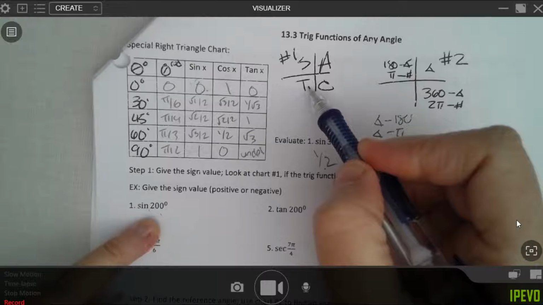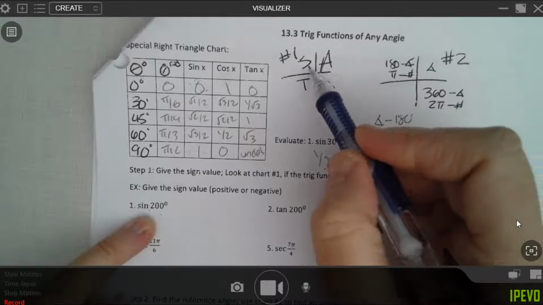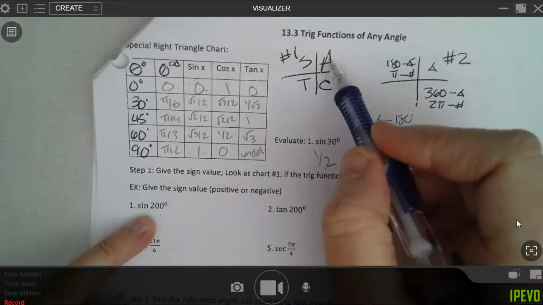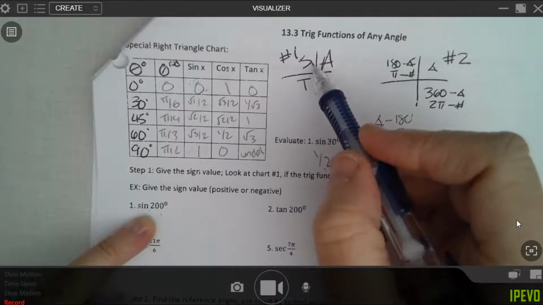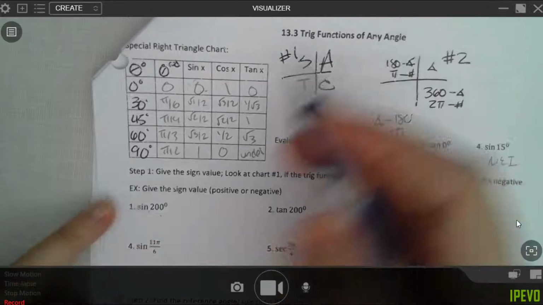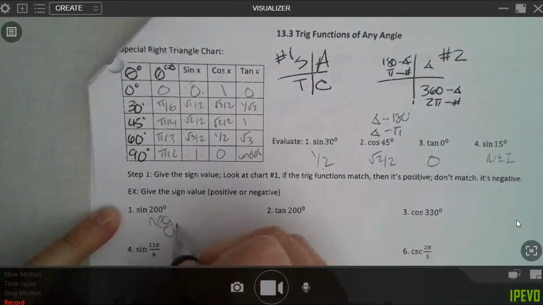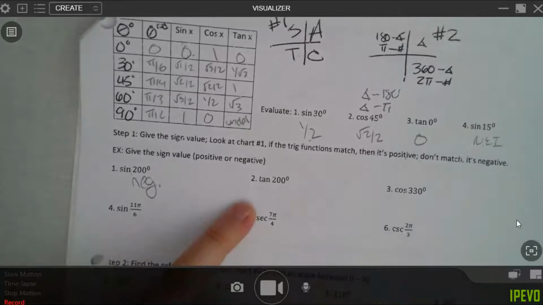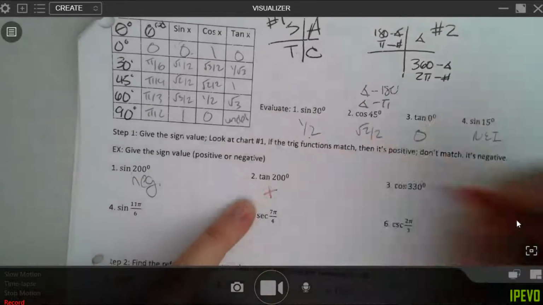Sine and tangent. The T stands for tangent. The way you can remember this is all students take calculus, or some kids go backwards and go ACTs. Whichever way you remember, you just have to remember that chart. So right here is a tangent quadrant, so this is going to be a negative. So tangent of 200 is going to be positive.